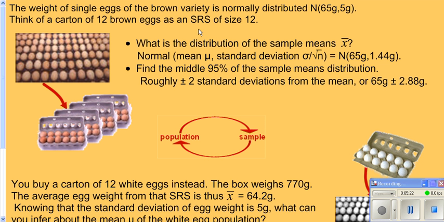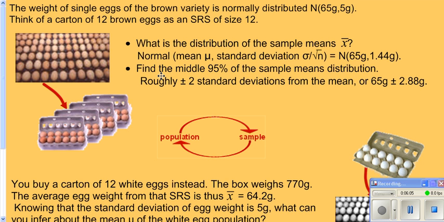So let's consider eggs. Brown eggs are normally distributed with a standard deviation of 5 and a mean of 65. We know in a dozen we would have our 12 eggs, and that's going to be our simple random sample. Well, for our sampling distribution then, since this right here is with individual eggs, our sampling distribution should have a mean of 65 and a standard deviation of 1.44, which is our 5 divided by the square root of our sample size of 12.